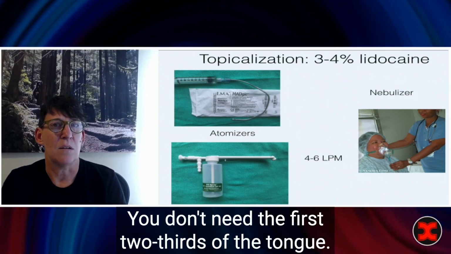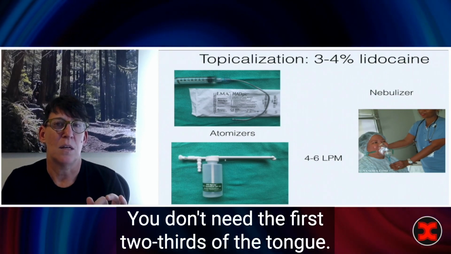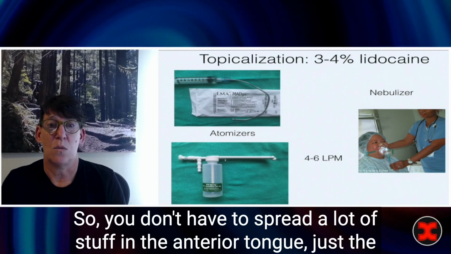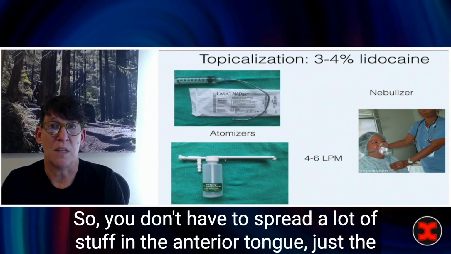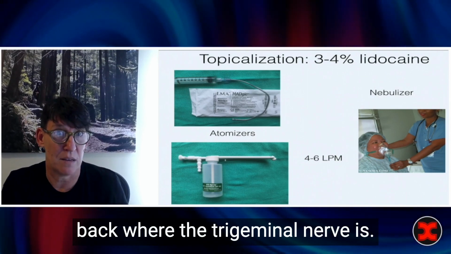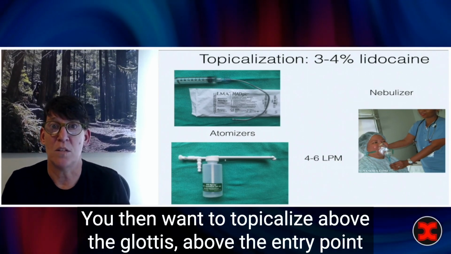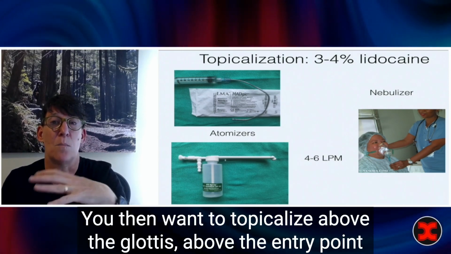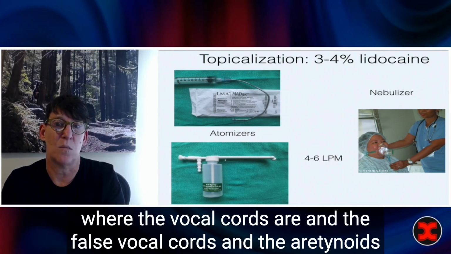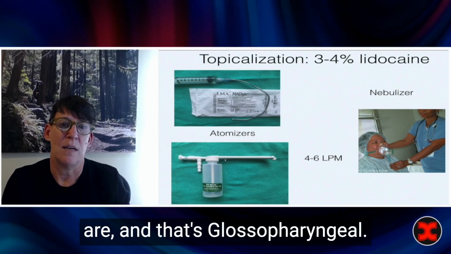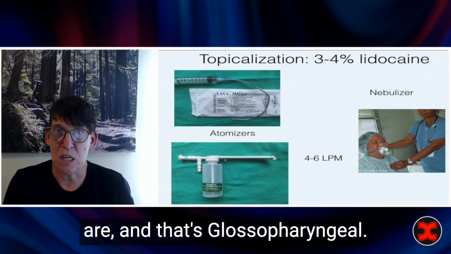You don't need the first 2/3 of the tongue. You need the posterior 1/3 of the tongue. So you don't have to spread a lot of stuff in the anterior tongue, just the back where the trigeminal nerve is. You then want to topicalize above the glottis, above the entry point where the vocal cords are and the false vocal cords and the arytenoids are, and that's glossopharyngeal.